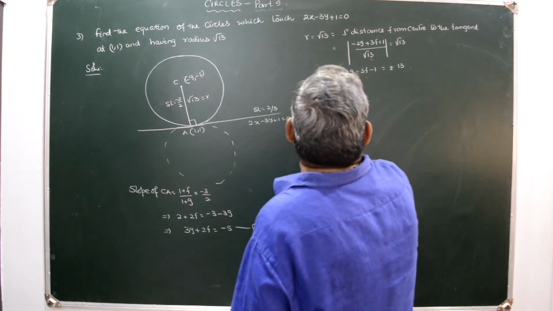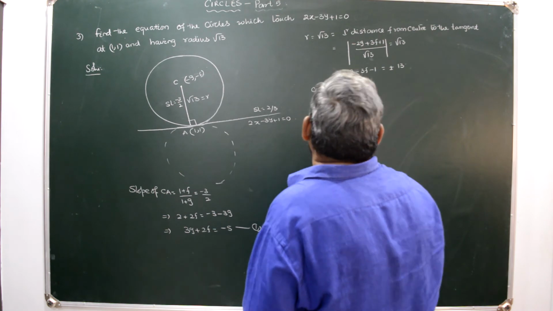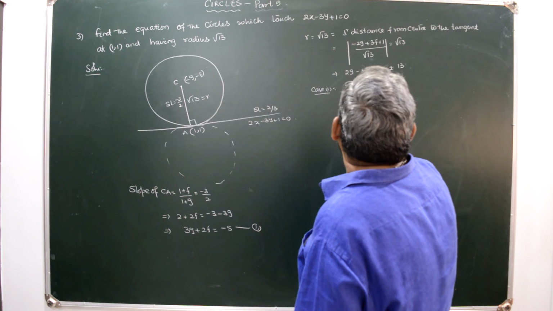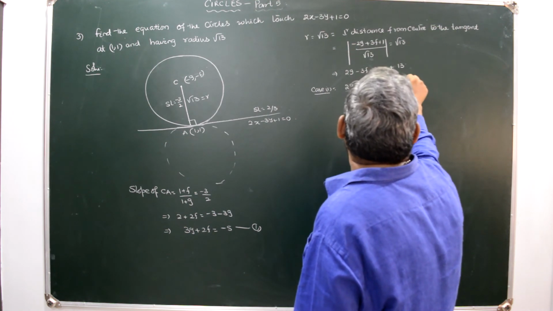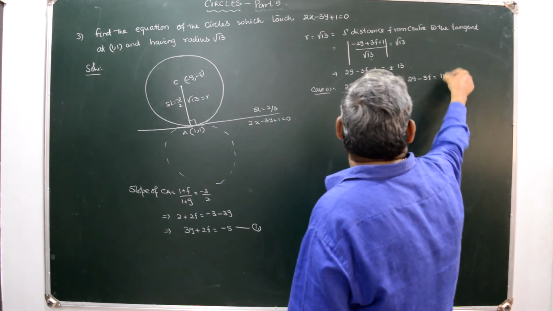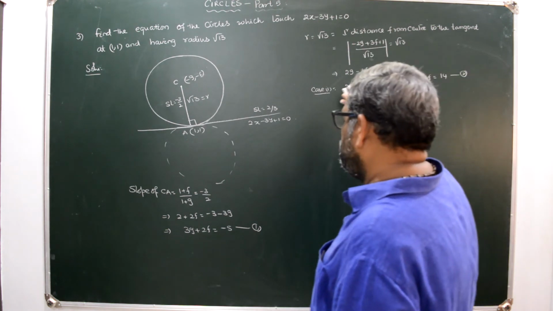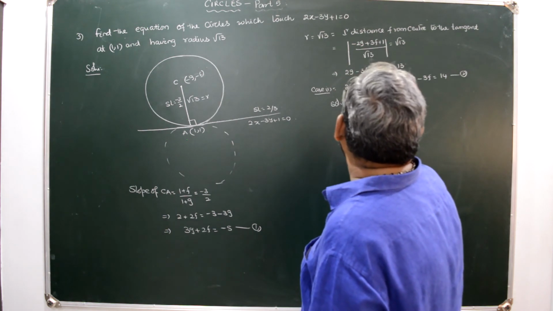So now I'll take the case 1. Case 1: 2g minus 3f minus 1 is equal to 13. 2g minus 3f is equal to 14. This is one equation. You can call this as 2. Solving 1 and 2.